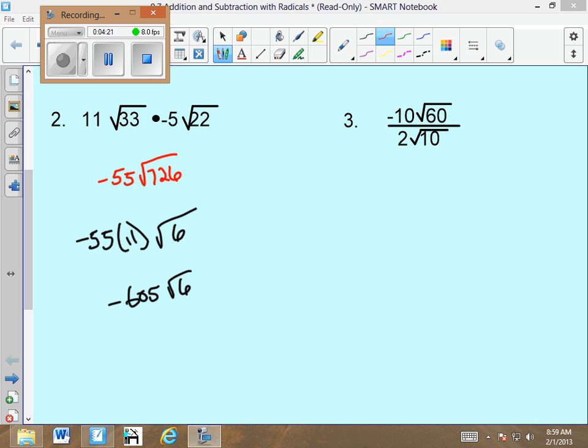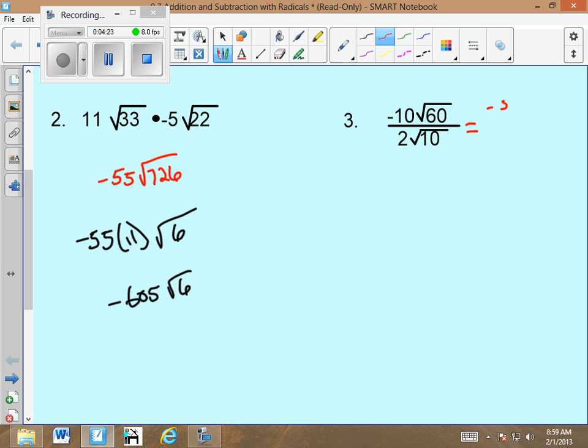Negative 10 divided by 2 is negative 5. 60 divided by 10, square root of 6. Now, 6 is not prime, so I'm going to factor it. 2 times 3. Do I have any pairs I can pull out? Nope, so it stays square root 6. So my answer is negative 5 times the square root of 6.